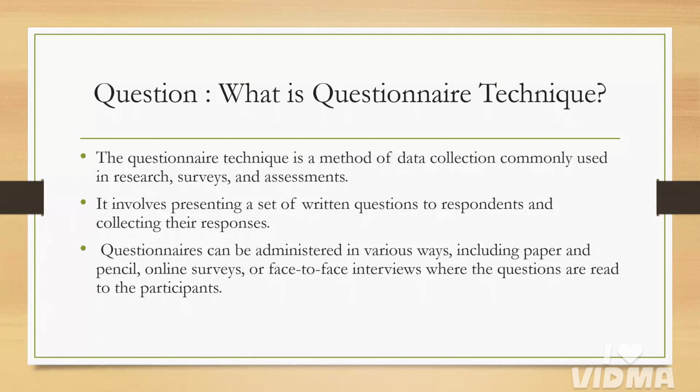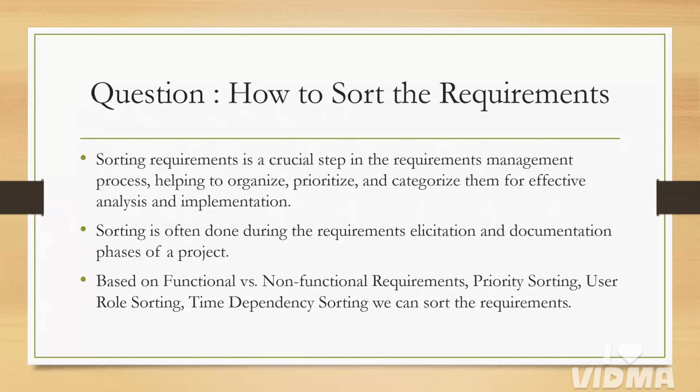Okay, and the next one is how to sort the requirements. Sorting the requirements is a crucial step actually. We need to sort each and every requirement, and it helps to organize which requirements we need to do first and which requirements we need to give more priority. So for that reason, we will be sorting by prioritizing and categorizing them. Sorting is done during the requirement elicitation and documentation phases.